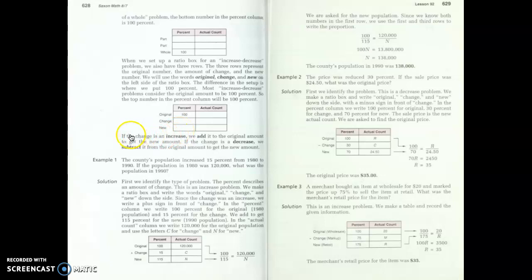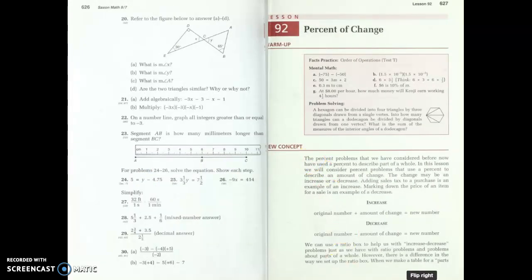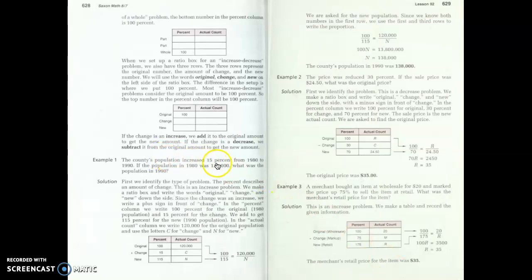If the change is an increase, we are going to add it to the original amount. If it's a decrease, we're going to subtract it from its original amount so that we can get the new number down here. So let's go ahead and take a look at this right here. It says the country's population increased 15% from 1980 to 1990. If the population in 1980 was 120,000, what was the population in 1990?